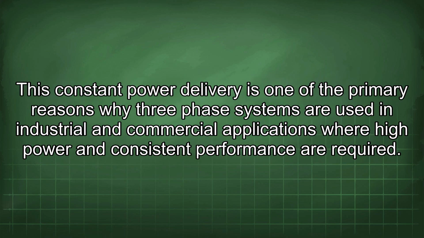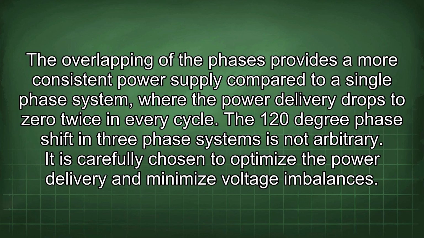This constant power delivery is one of the primary reasons why three-phase systems are used in industrial and commercial applications where high power and consistent performance are required. The overlapping of the phases provides a more consistent power supply compared to a single-phase system, where the power delivery drops to zero twice in every cycle.